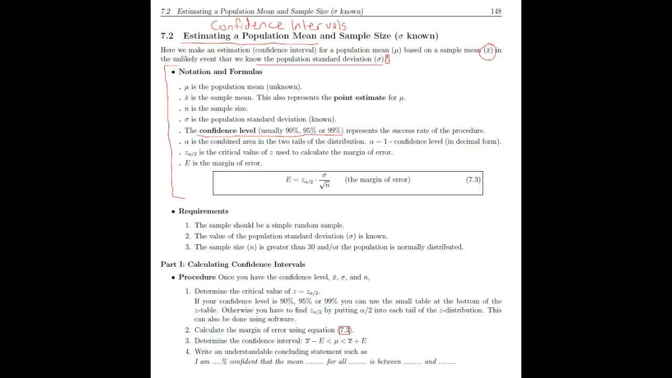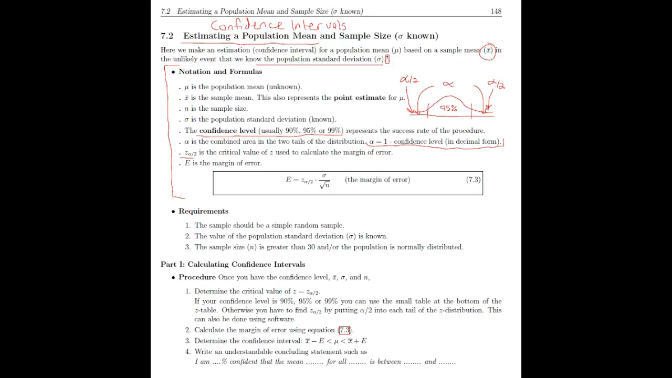Alpha is the combined area in the two tails of the distribution. So in 7.1, we learned about basically confidence intervals for like 95%. Say we have 95% of our sample means will actually exist in this confidence interval. And these two sides right here are called our tails. And alpha is basically the combined area in the tails. Or basically, it's 1 minus the confidence level. And we express alpha as a decimal. In each of these tails, we have alpha over 2, because each of these is going to be half of what alpha is.